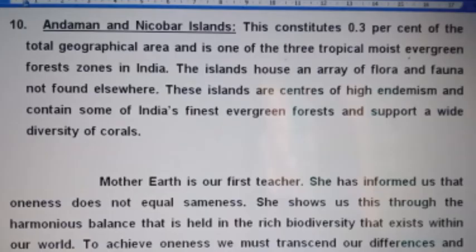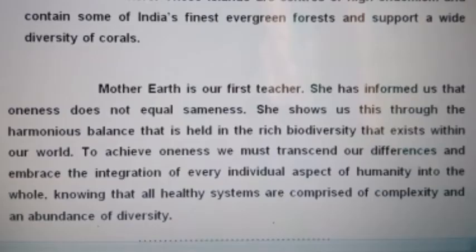Now we will move on to the concluding paragraph of the essay. Mother Earth is our first teacher. She has informed us that oneness does not equal sameness. She shows us this through the harmonious balance that is held in the rich biodiversity that exists within our world. To achieve oneness, we must transcend our differences and embrace the integration of every individual aspect of humanity into the whole, knowing that all healthy systems are comprised of complexity and an abundance of diversity.